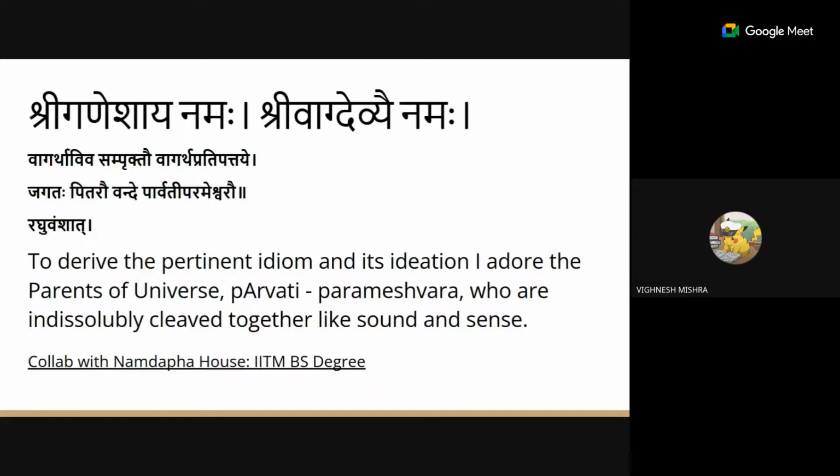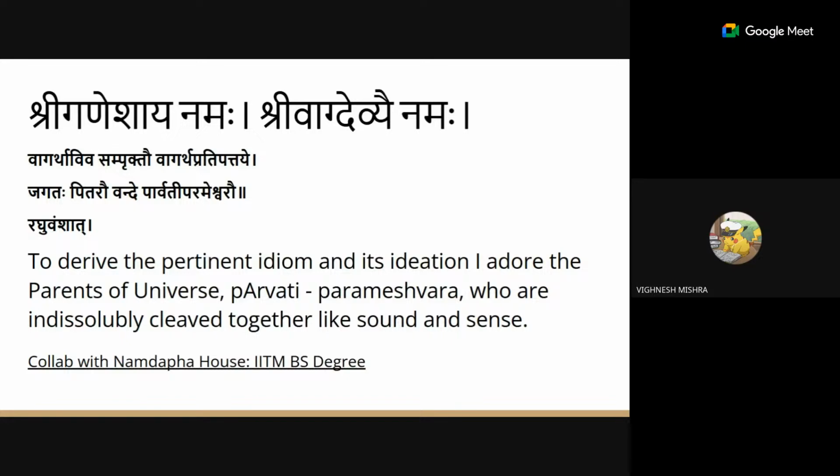We'll start with some salutations, just like yesterday, to Lord. Shri Ganeshaya Namaha, Shri Vagdevyai Namaha, Vagartha Samprikto, Vagartha Pratipattaye, Jagatah Pitaro Vande, Parvati Parameshwarao.